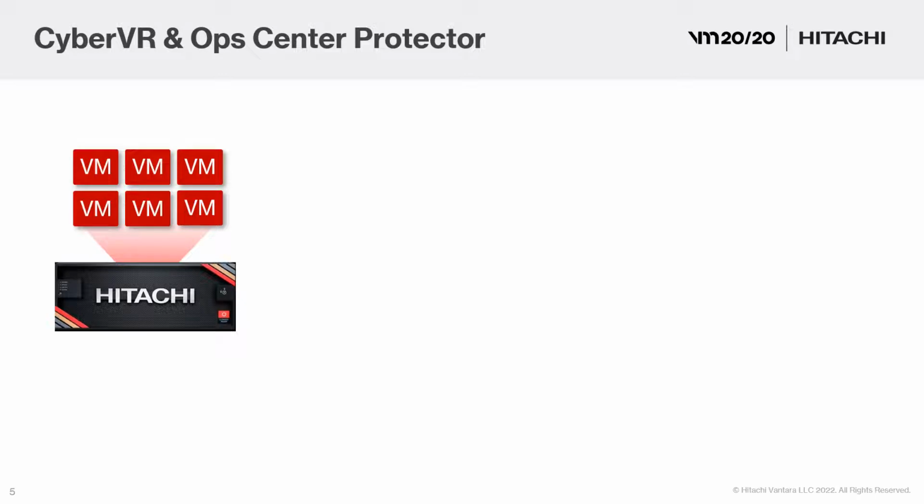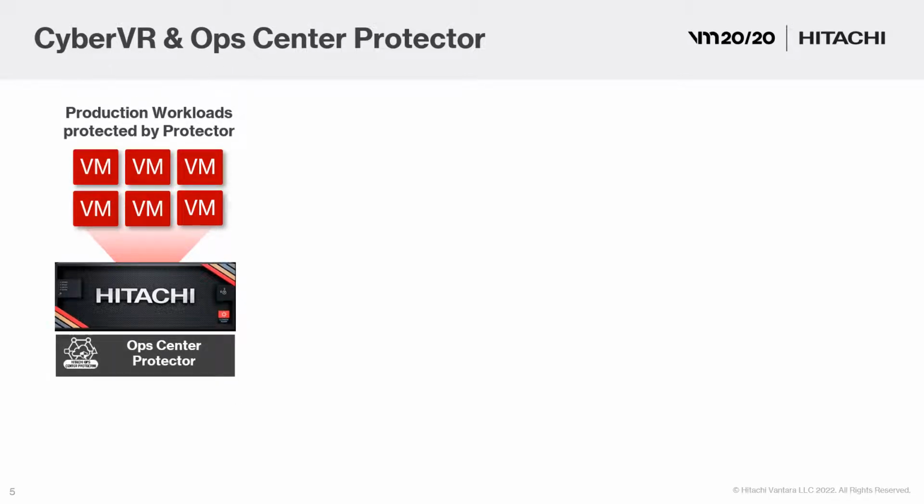If you have production VMs running on VSP storage, they can be protected with frequent and immutable snapshots via Ops Center Protector.